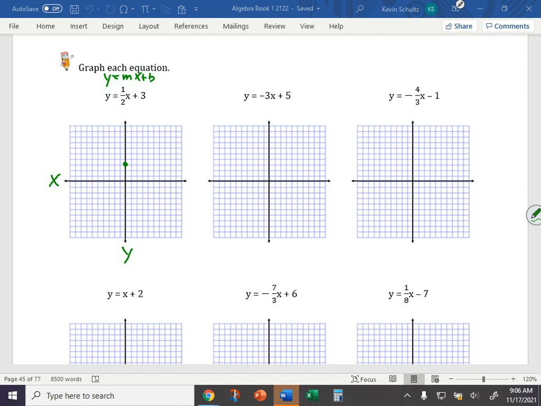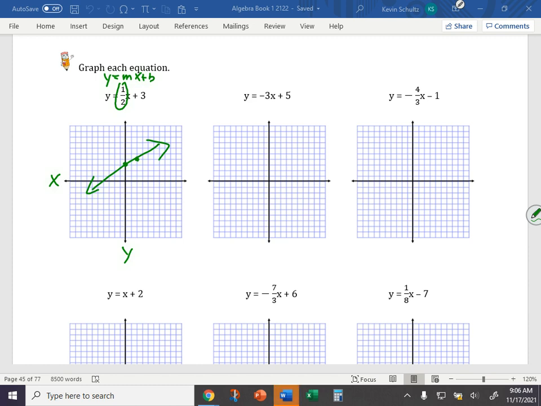Then from there, I look at my slope and I move according to the slope. A slope of +1/2 means how am I moving? Max? Up 1 over 2. From where? From the Y-intercept. That's how we start with that, right? We have to know where we move from. So from the Y-intercept, up 1 over 2. Connect the points, and you've got your line. Just like that.